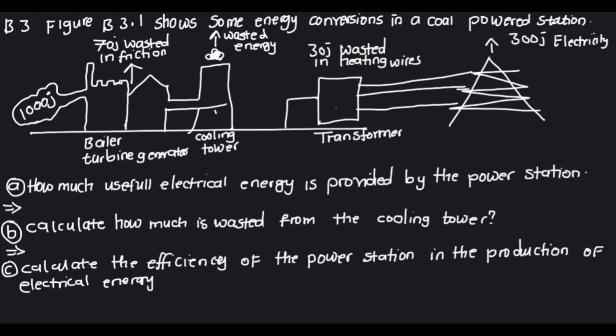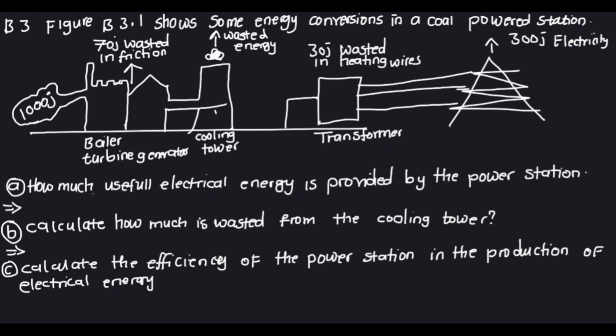Then from there, the remaining energy after this amount was wasted passed through the transformer, where another 30 joules was wasted in heating the wires. Then from the 1000, we can see that the output, the energy that was produced, was 300 joules.